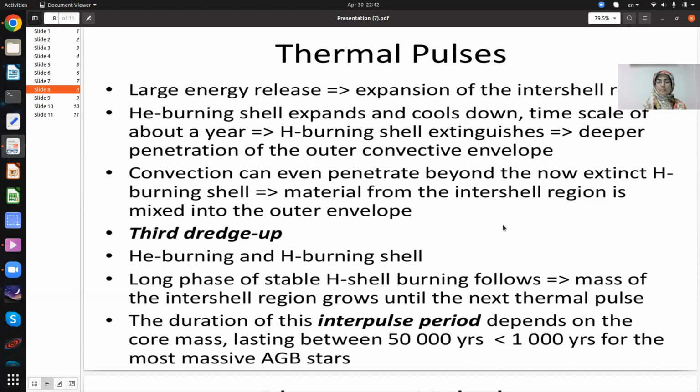This is the third dredge up, and then a phase of stable hydrogen shell burning follows. The mass of the intershell region grows until the next thermal pulse. The duration of this interpulse period depends on the core mass, lasting between 50,000 years and less than 1,000 years for the most massive AGB stars.